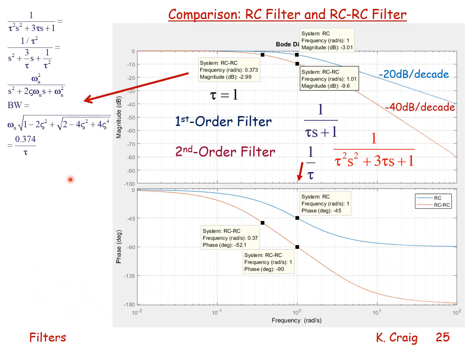I've now created in MATLAB two Bode plots and laid one on top of the other. The first is for our first order RC filter. To make things simple, I've made tau equal to 1. I know the transfer function is 1 over tau s plus 1. And here's the Bode plot.